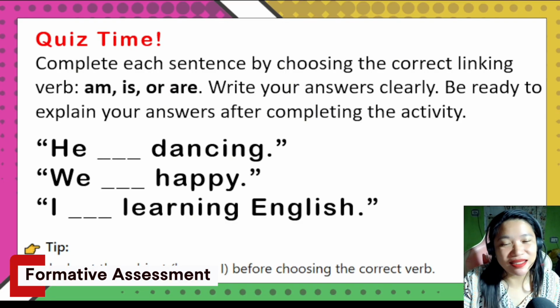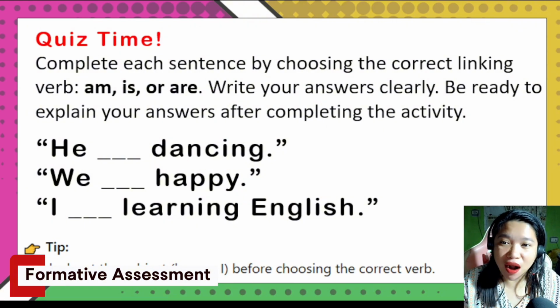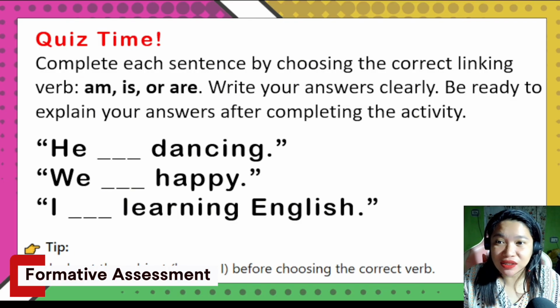And now it's quiz time. Complete each sentence by choosing the correct linking verb: am, is, or are. Write your answers clearly and be ready to explain your answers after completing the activity. Tip: think about the subject, he, we, and I, before choosing the correct verb. If you're ready, let's begin.